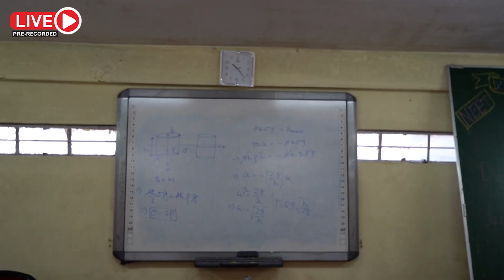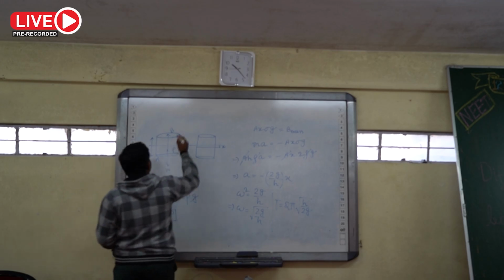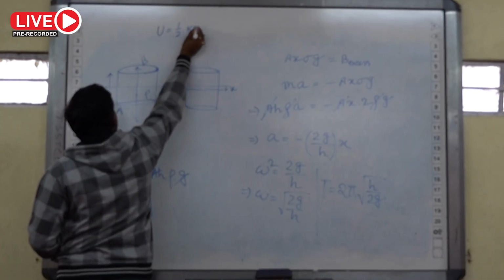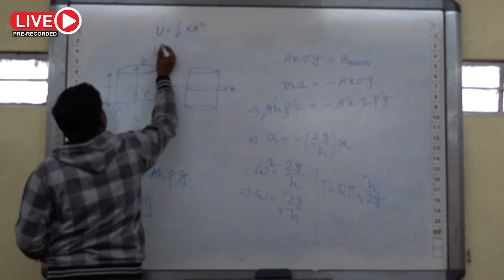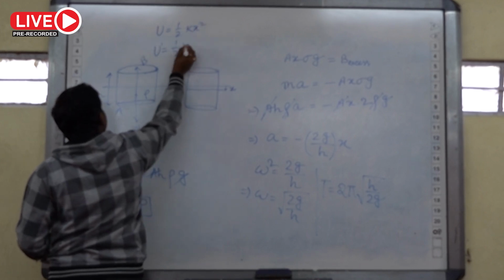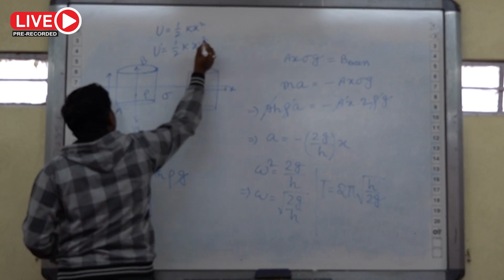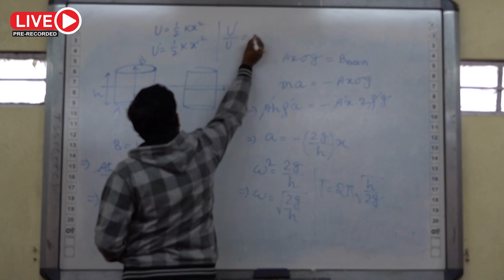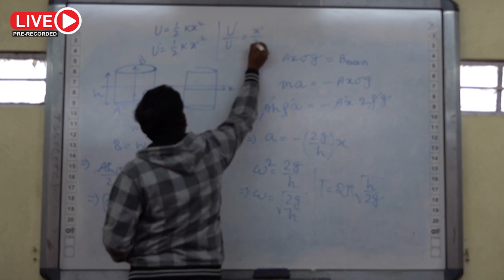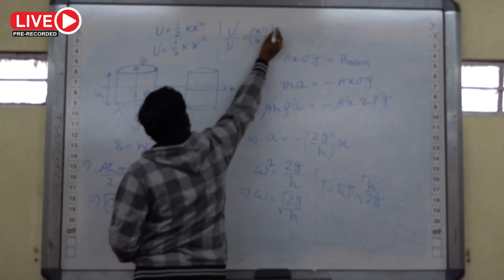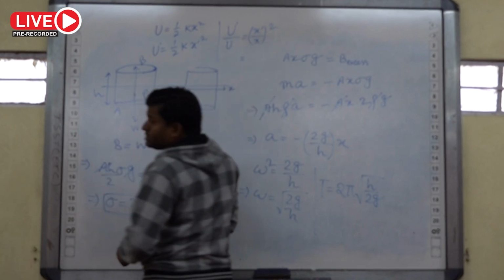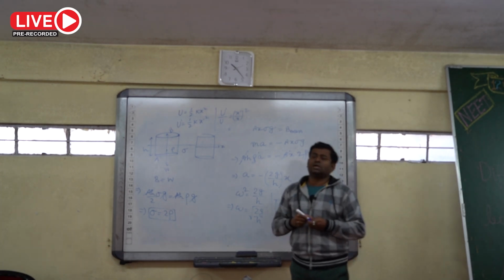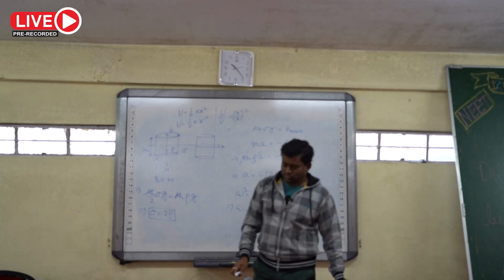This one is actually a very easy problem. U equal to half kx square. Second time you can consider U prime equal to half k x prime square. So dividing these two will give you U prime by U equal to x prime by x whole square. X prime is already given 8 and x equal to 2. So the answer will be 16U.